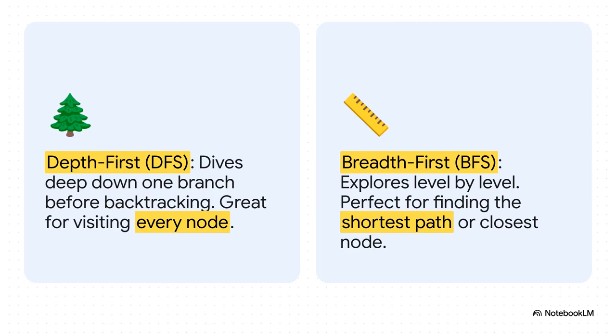So we've got 2 main strategies here. There's depth-first search, or DFS, which dives all the way down one branch as deep as it can go before it comes back up. This is great when you need to visit every single node in the tree. Then you have breadth-first search, or BFS. This one explores the tree level by level, and this makes it perfect for finding the shortest path or the closest node to where you started.